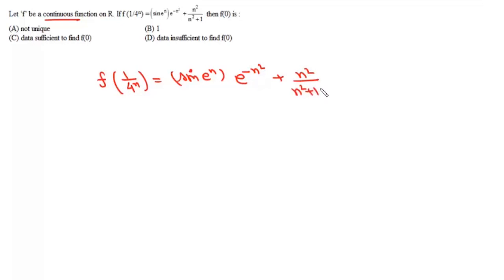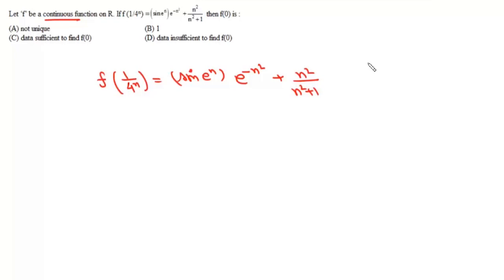Now here the question is, we are given this function f which is continuous in R, and it says f(1/4^n) is equal to sin(e^n) into e^(−n²) plus n² upon (n² + 1). We need to find the value of f(0).